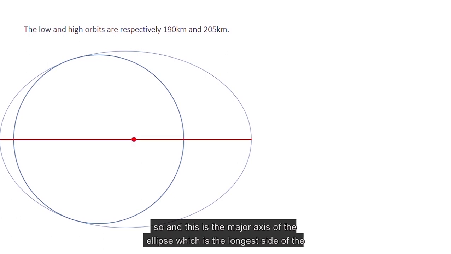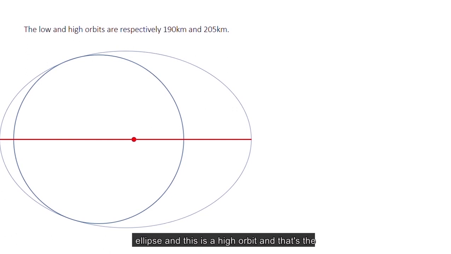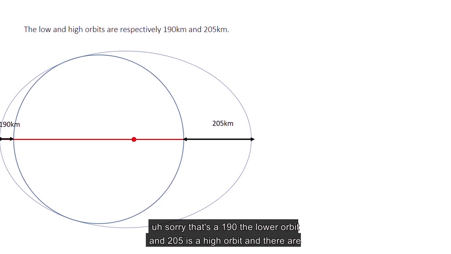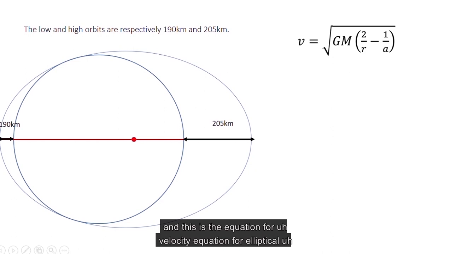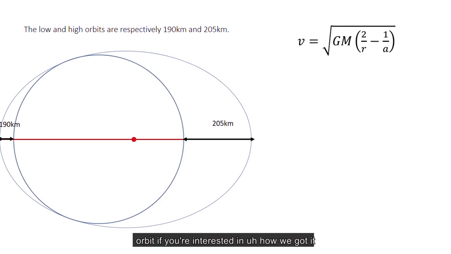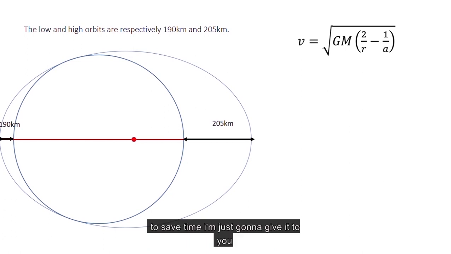So, and this is the major axis of the ellipse, which is the longest side of the ellipse. And this is the high orbit, and that 190 is a low orbit, and 205 is a high orbit, and they are respectively this part and this part on the graph. And this is the velocity equation for elliptical orbit. If you're interested in how we got it, I can comment below. And for now, to save time, I'm just gonna give it to you.